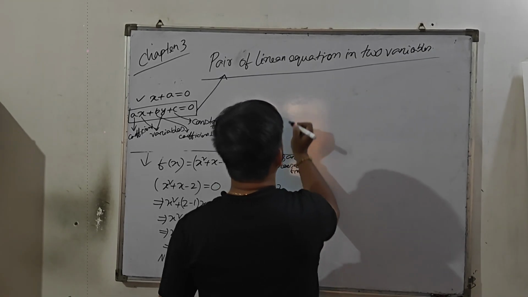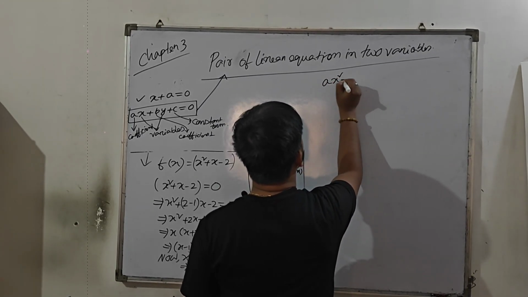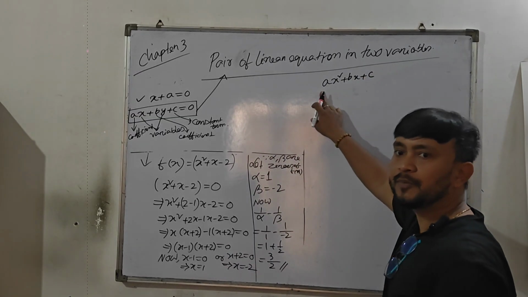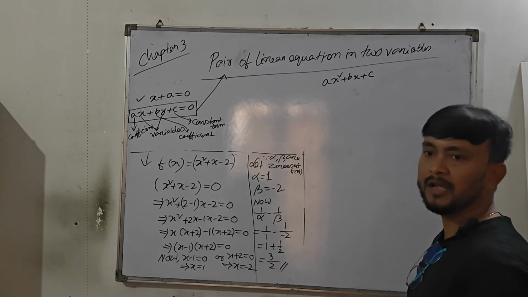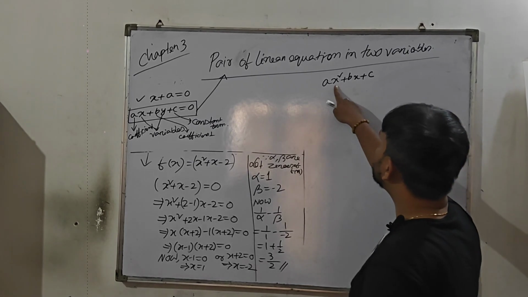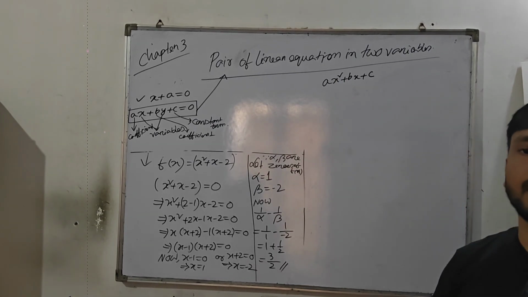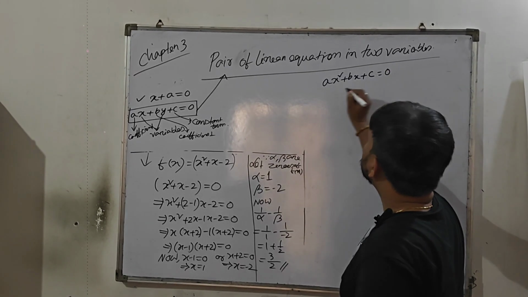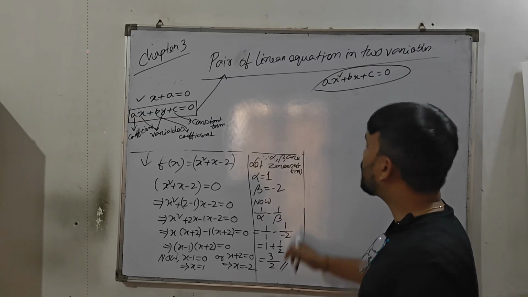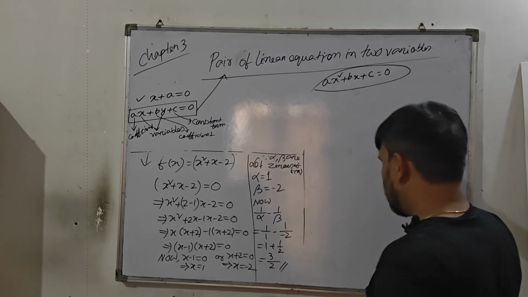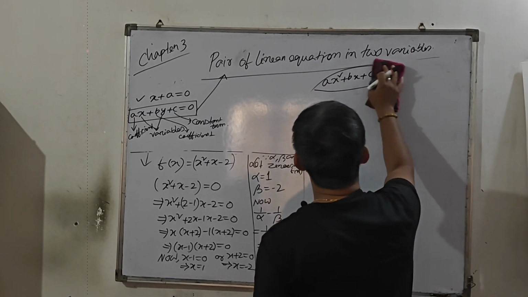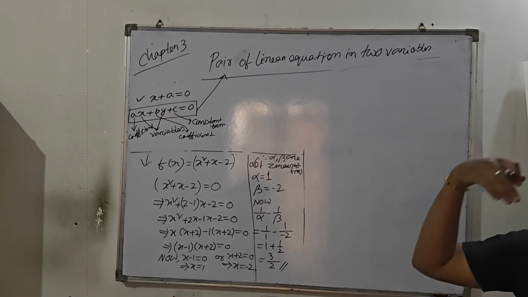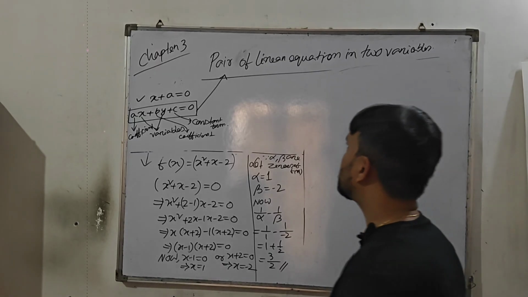ax square plus bx plus c. This is a standard form of polynomial. What type of polynomial? Quadratic polynomial, because the maximum power of the variable, or the degree of the polynomial, is 2. So if I equate this with 0, then it becomes an equation. Quadratic polynomial, quadratic equation. Similarly, a linear polynomial may be in one variable, in two variables, sometimes in three variables.